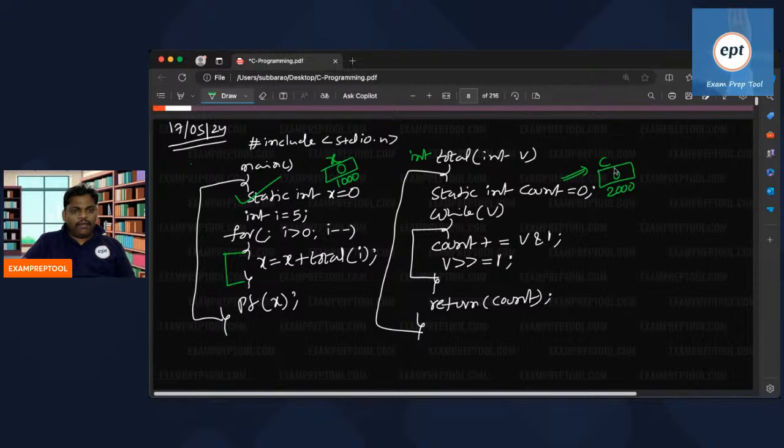Okay, fine. Let me run the program. Everyone listen and observe. Now i is a local variable, with value 5. It also has some memory location, 3000 onwards. I value 5. Okay, that is also fine.